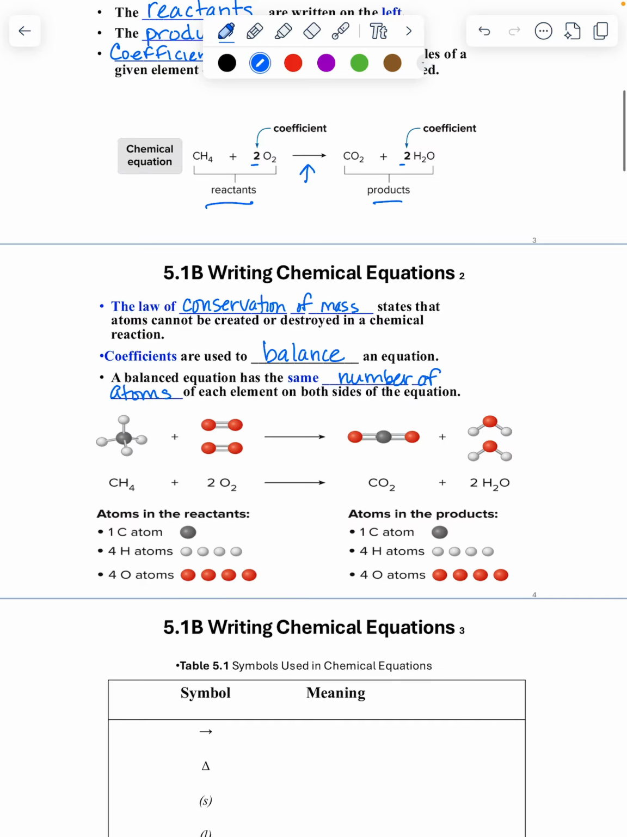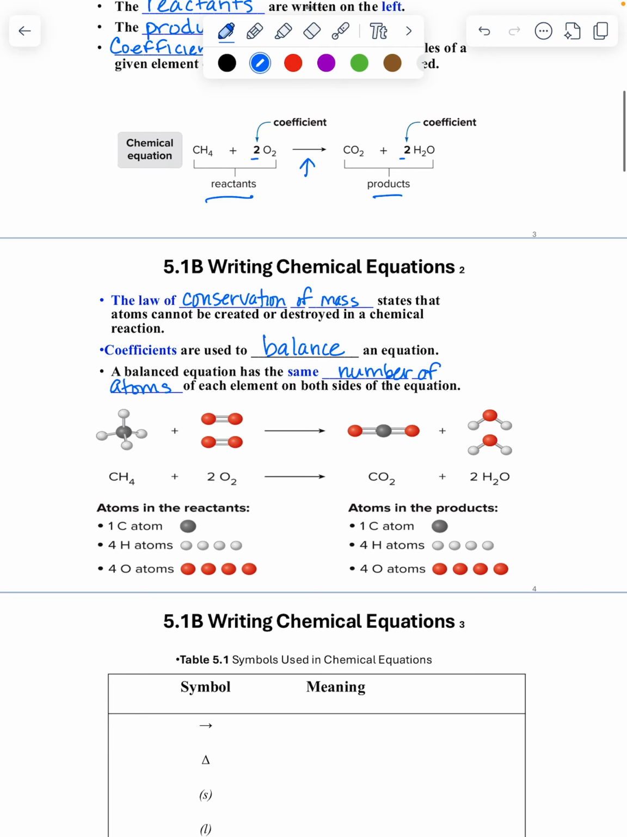You see a breakdown here of this simple equation where we have 1 carbon atom, 4 hydrogen atoms, and 4 oxygen atoms. These are all of our reactants. And on the product side, we have the same number of each of the atoms. And so we say that this equation is balanced. If we were to total the masses on both sides, the masses would be equal, and that's exactly what the law of conservation of mass requires.